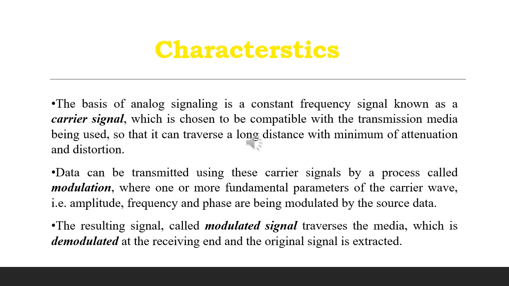The basis of analog signaling is a constant frequency signal known as a carrier signal, which is chosen to be compatible with the transmission media being used so that it can traverse a long distance with minimum of attenuation and distortion. Data can be transmitted using these carrier signals by a process called modulation, where one or more fundamental parameters of the carrier wave like amplitude, frequency, and phase are being modulated by the source data. The resulting signal, called modulated signal, traverses the media which is demodulated at the receiving end and the original signal is extracted.